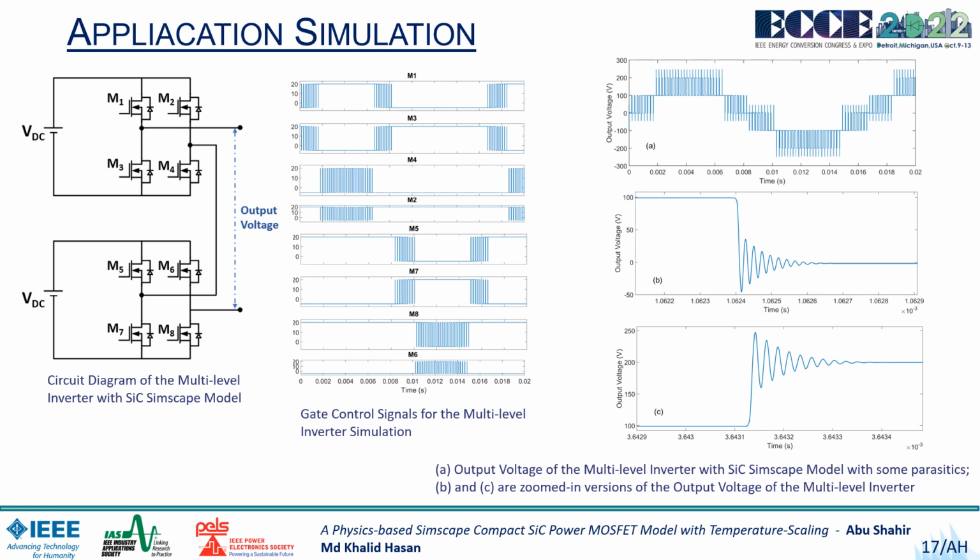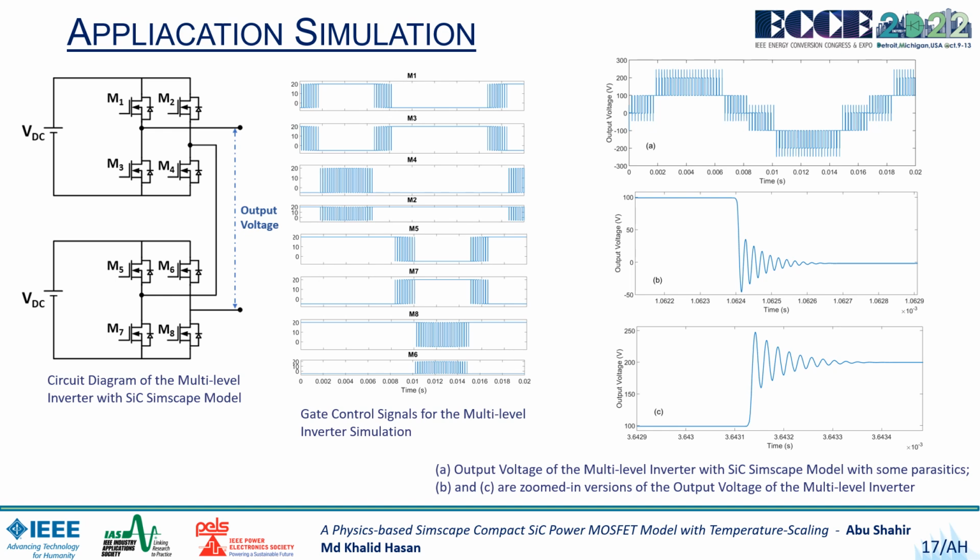The figure on the left shows a circuit diagram of the multi-level inverter, which is designed to simulate using the Simscape model. Eight MOSFETs M1 to M8 have been used to design the multi-level inverter. An inductive load of 1.5 millihenry is utilized with 50 ohm series resistance. Both of the DC sources VDC are kept at 100 volt. The gate control signals for the 8 MOSFETs are plotted in the middle.